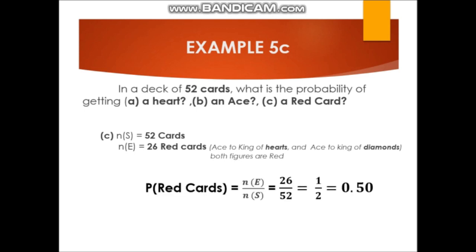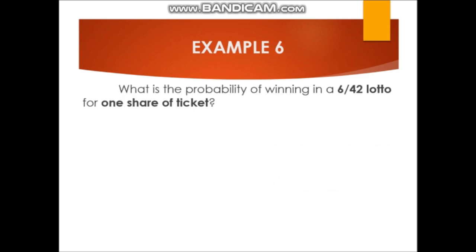Okay? Now, solution for the probability of an event, we have number of events is 26 and number of sample space is 52. So it is equivalent to 1 over 2 or equal to 0.50. Okay, let us proceed to the next example. What is the probability of winning in a 6/42 Lotto for one share of ticket? Based on the problem, it is obvious that the number of event is 1 because according to the statement, we're going to use one share of ticket.